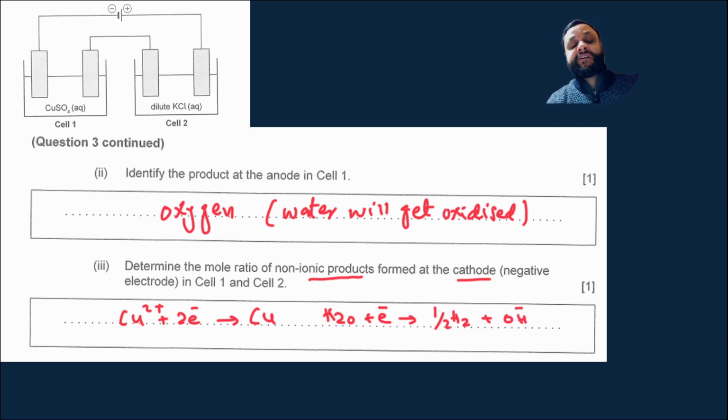So if 2 moles of electrons are flowing, we will get 1 mole of copper, and to form half a molecule of hydrogen we need 1 mole of electrons. So if we have 2 moles of electrons, we will form 1 mole of hydrogen. Or we can write down the equation as 2H+ plus 2e minus gives H2. So the molar ratio will be 1:1.